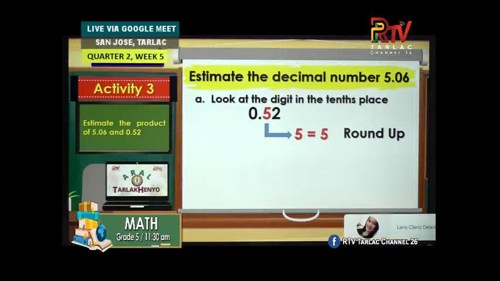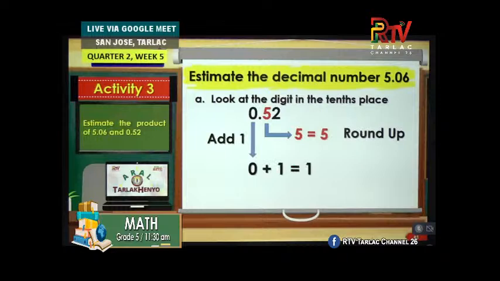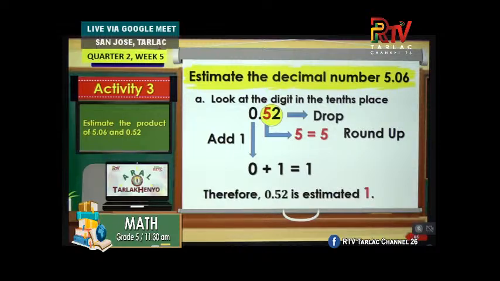So, let's round up to the nearest whole number by adding 1 to the rounding digit. That becomes 0 plus 1 is equal to 1. Lastly, drop all the digits after the digit of the rounding place. Therefore, 0.52 is estimated to 1.